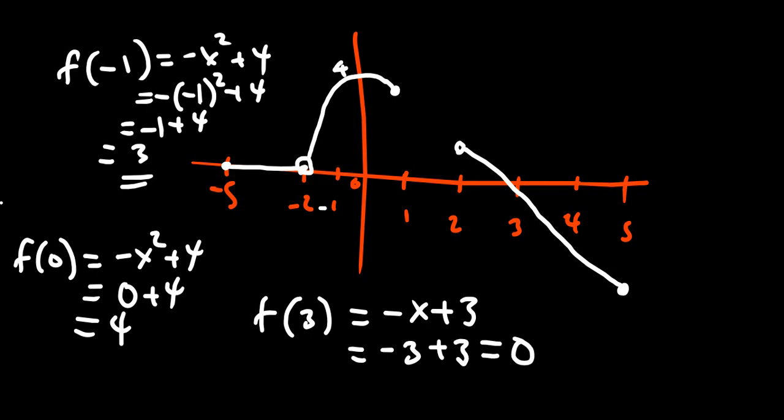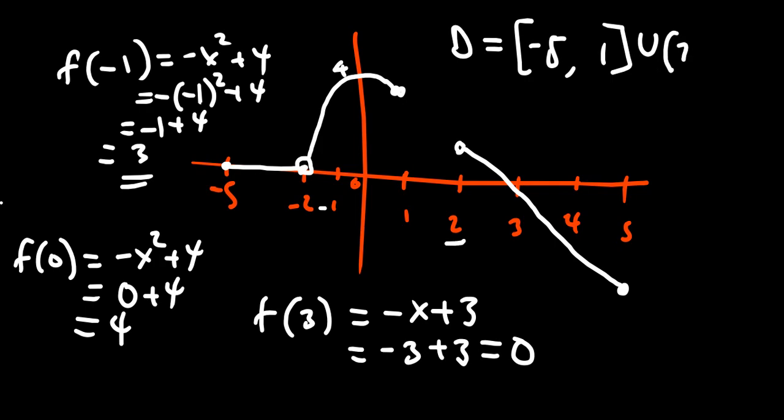Now let us find the domain and the range. For the domain, it goes here from negative 5, so negative 5 is included. Then we see it goes all the way up to 1 and it's closed at 1. So negative 5 comma 1 closed, union, then it goes from 2, so it's an open interval at 2, all the way up to 5, and it is closed at 5 there.